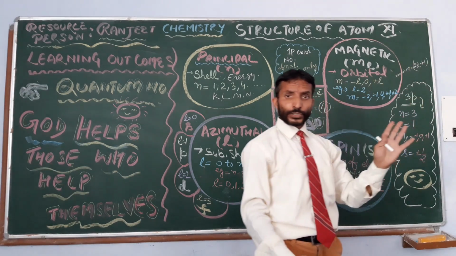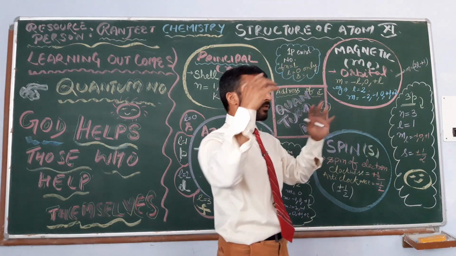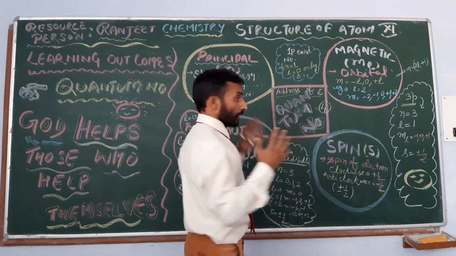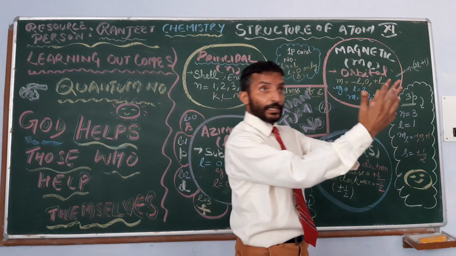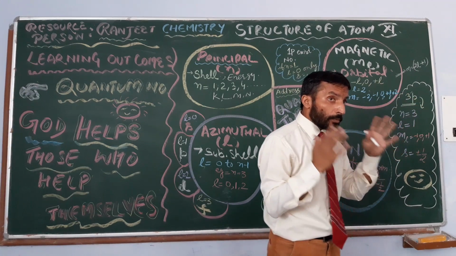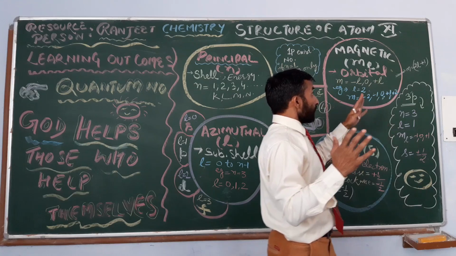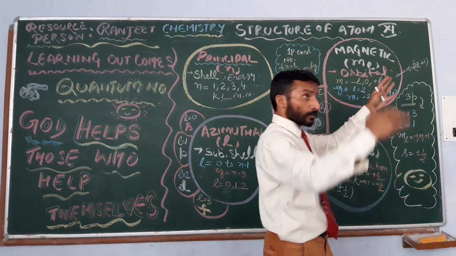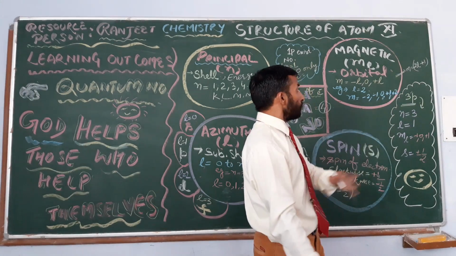East, west, north, south. For example, take one building as your shell, right? And particular rooms there are subshells. Now in a particular room, if you come to know the electron is there, in which direction? East, west, north, south. That is your orbital. Small chambers in the room.